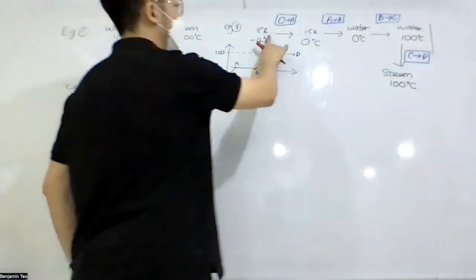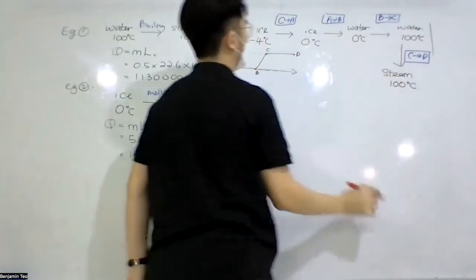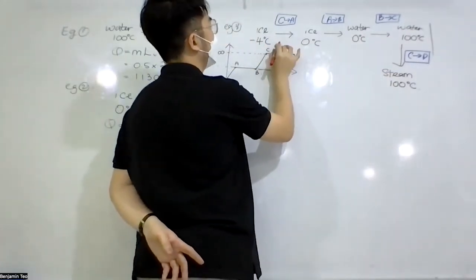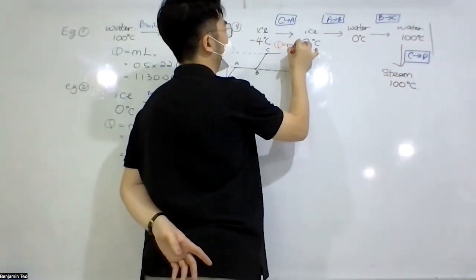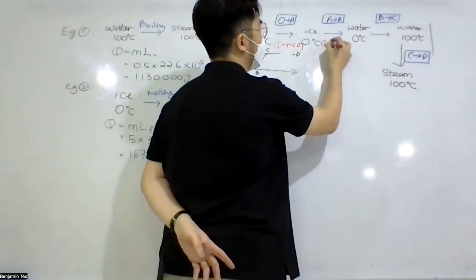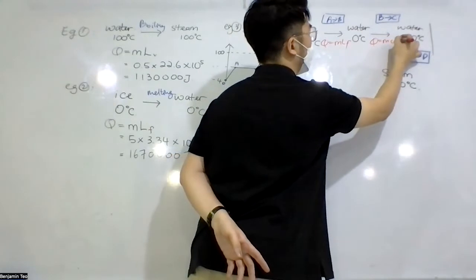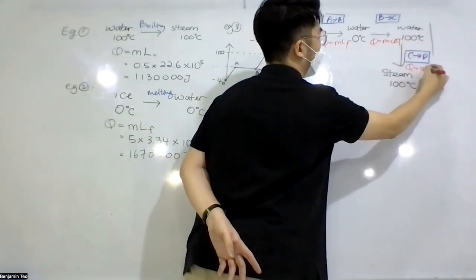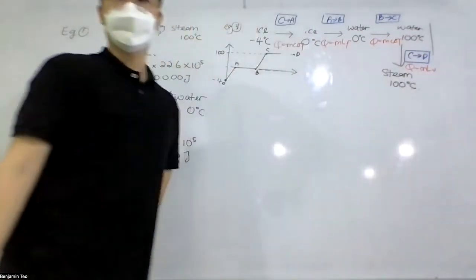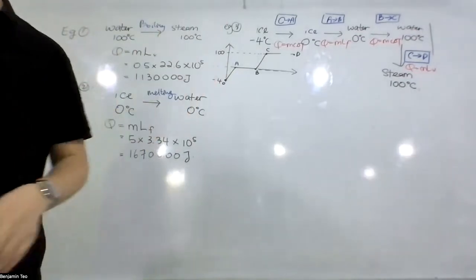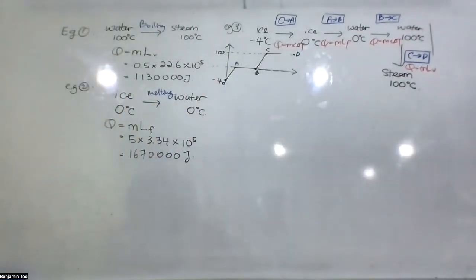Okay. One, two, three, four stages. First stage, Q equal mcΔT. Second stage, Q equal mL. Q = mcΔT. Q = mLV. You have to calculate every single one and then add up.